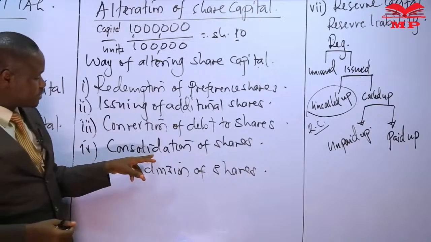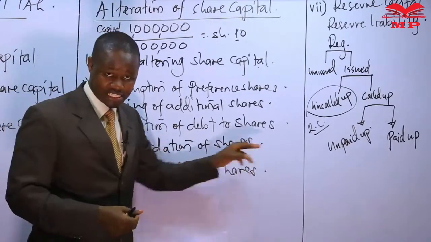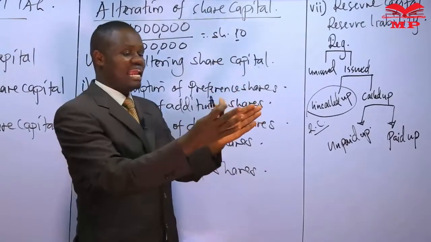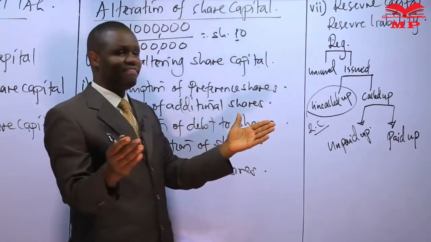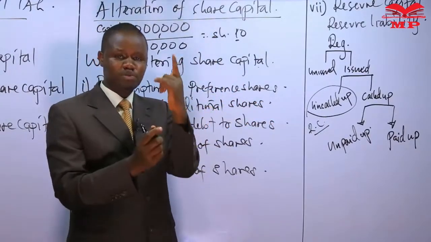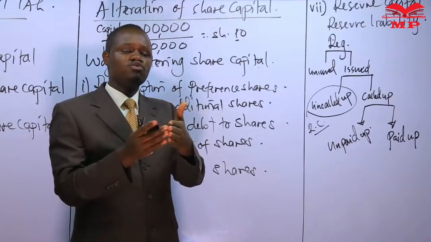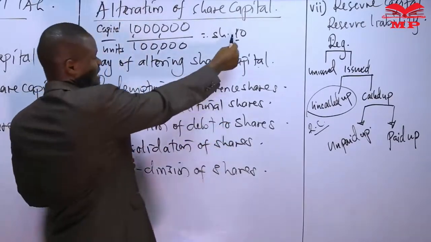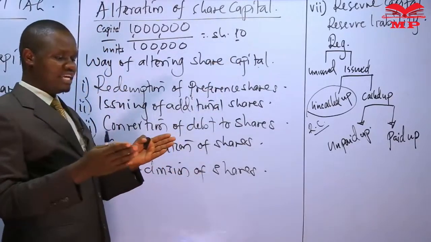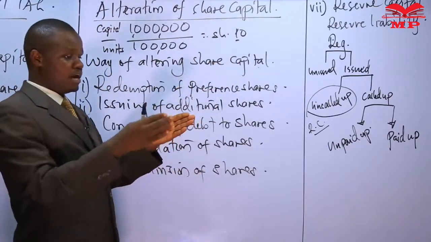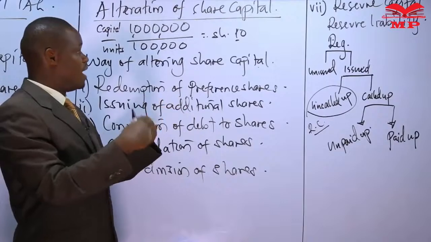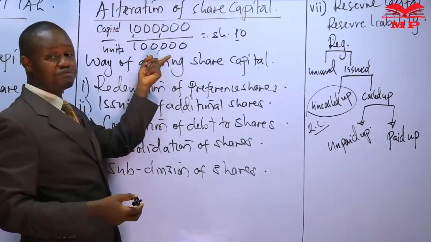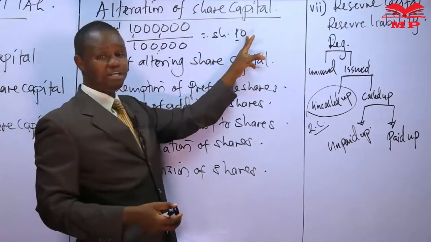It is also possible that we can have a consolidation of shares. The consolidation of shares would be where we take a cluster, a number of shares, and then convert them or add them up into a single share, resulting into a share of a bigger value. For instance, if this company were to consolidate all its shares to take up two shares to form one, then we will have our shares reducing from 100,000 to 50,000, where the value of a share would be 20.